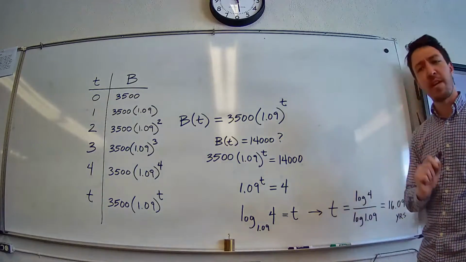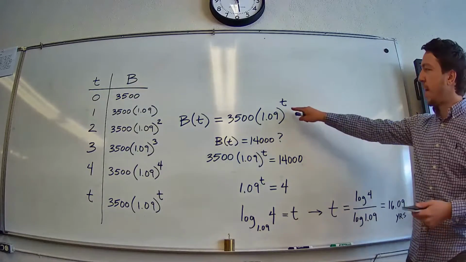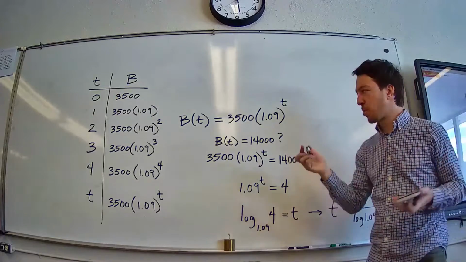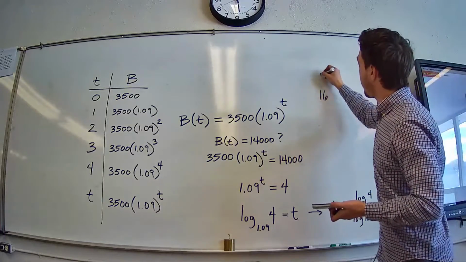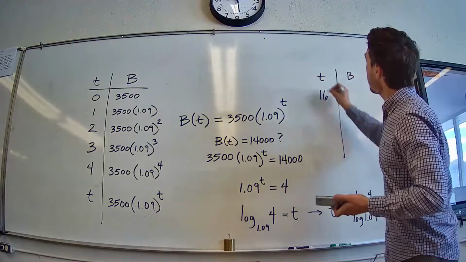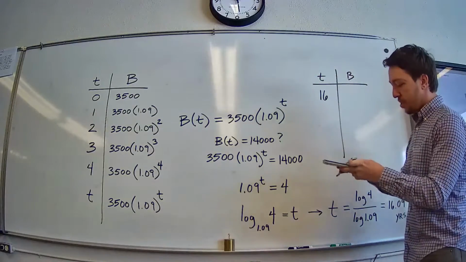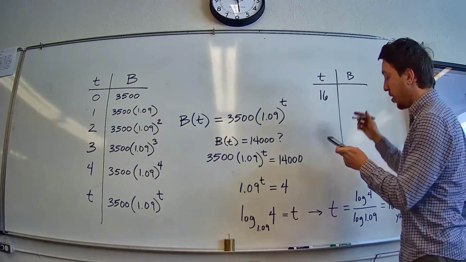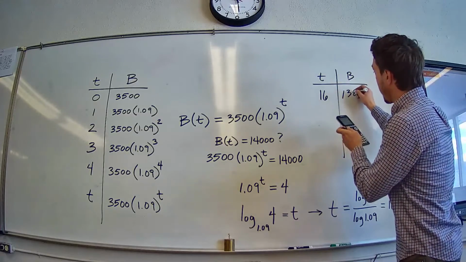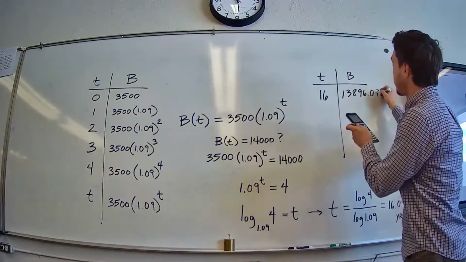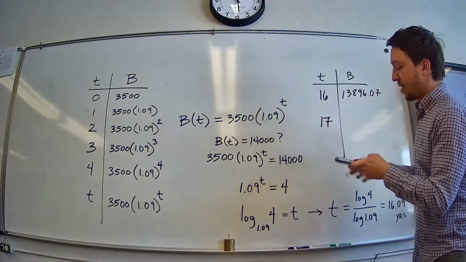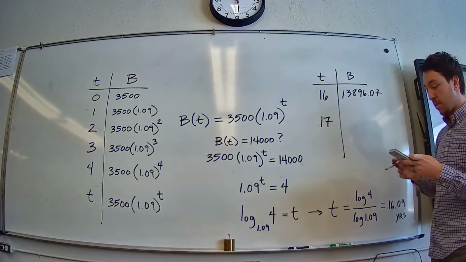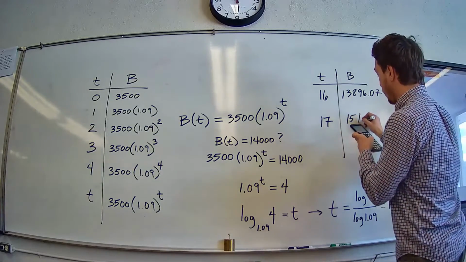He would say, well, actually, this interest only calculates once per year. So on year 16, if I continue my chart, she'd have 3,500 times 1.09 to the 16th power, which is actually only $13,896.07. And then on the 17th year, she'd have 15,000.